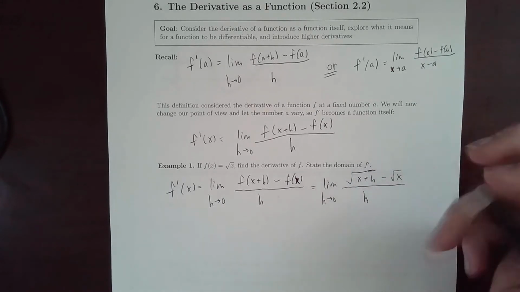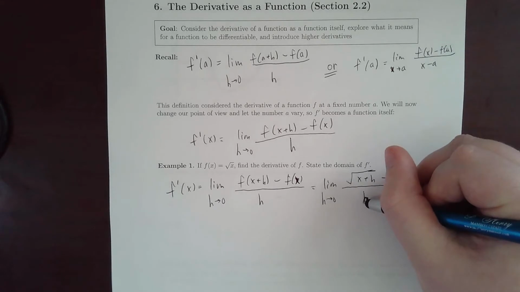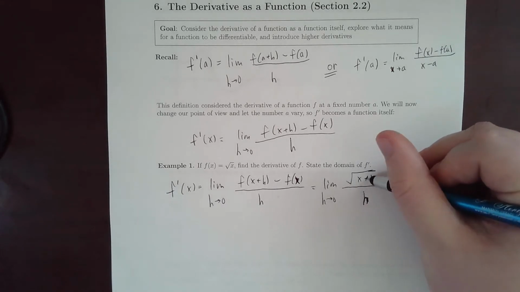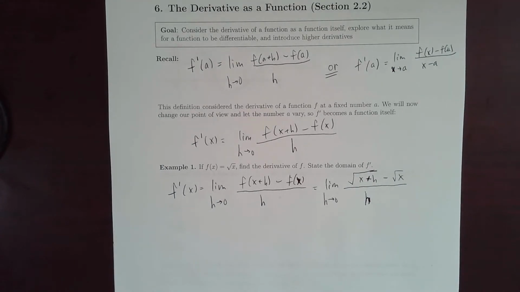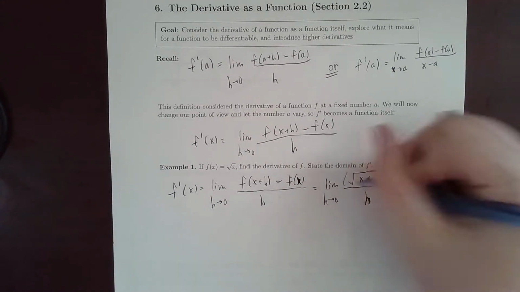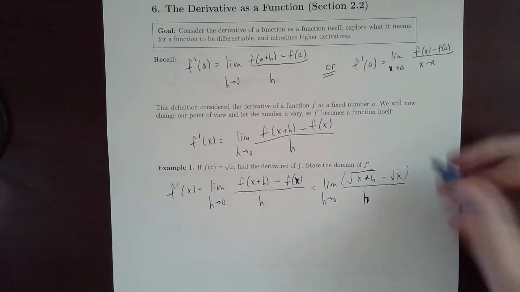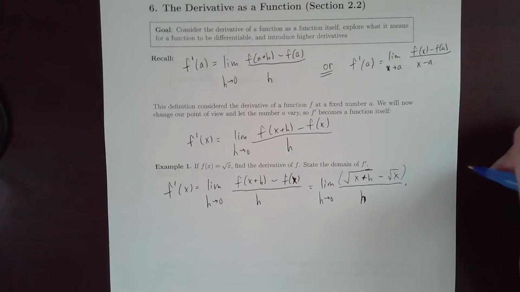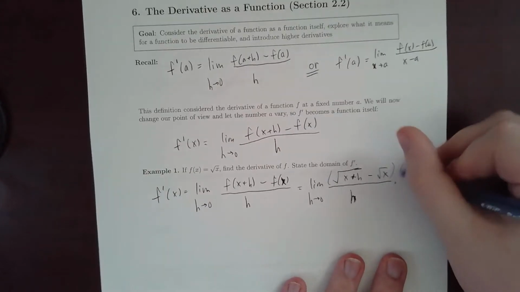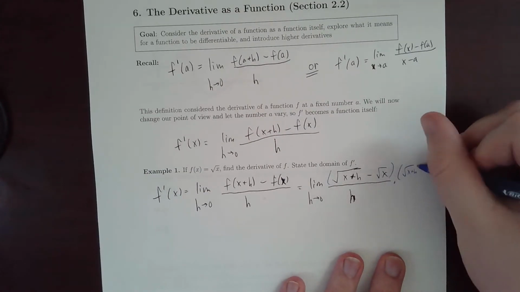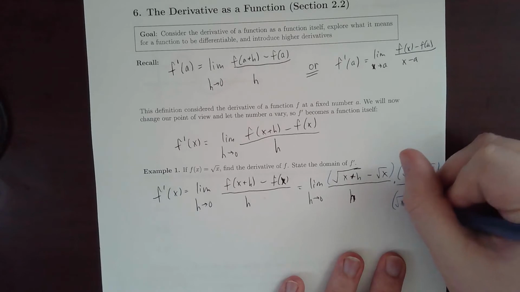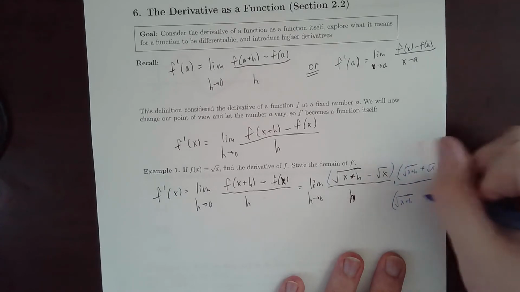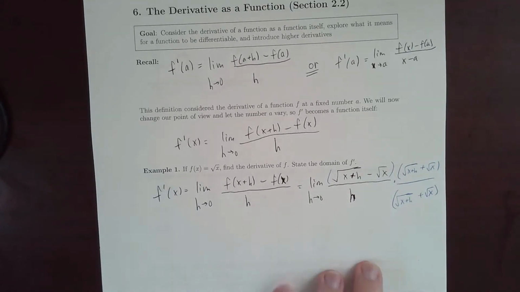Now remember that when we have these awful square roots and we're trying to take a limit where we can't plug in immediately, our typical response is to find the conjugate. So we find the conjugate of this and multiply the numerator and denominator by it. This will be square root of x plus h, and since it's a minus square root of x, it'll be plus square root of x, over square root of x plus h plus the square root of x.